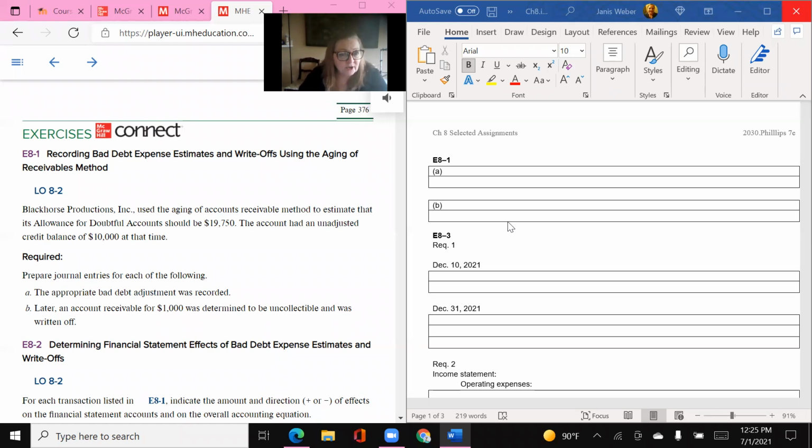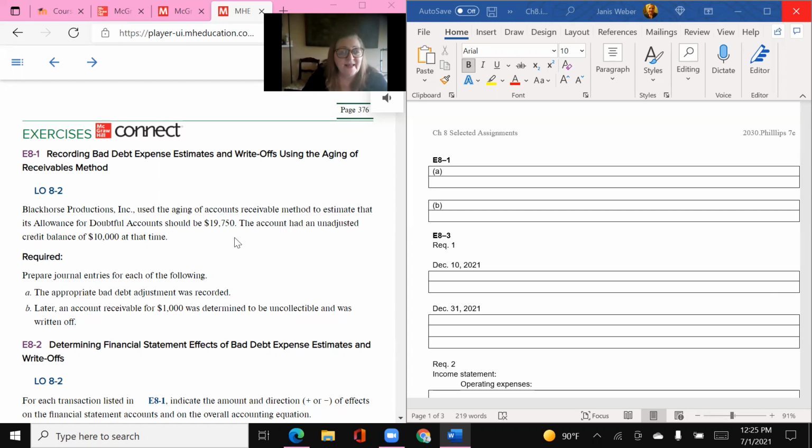This one says Black Horse Productions used the aging of accounts receivable method to estimate that its allowance for doubtful accounts should be $19,750. The account had an adjusted credit balance of $10,000 at the time. It was to prepare the entries for each of the following. First, the appropriate bad debt adjustment was recorded, and later an accounts receivable for $1,000 was determined to be uncollectible and was written off. So we're going to do the write-off based on the aging of accounts receivable.